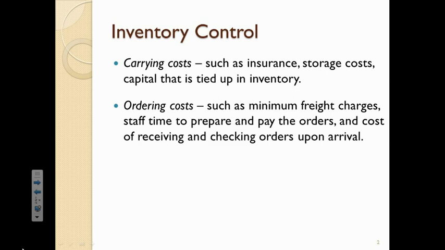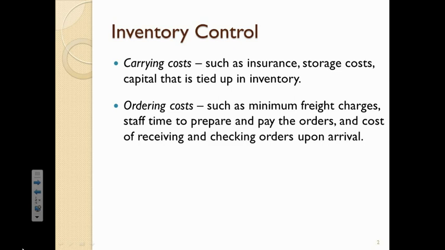There's staff time to prepare and pay for the orders. If you order something once a month versus once a year, it takes time for your staff to do 12 orders instead of just one, and that is a cost. Also, there's the cost of receiving and checking orders when things come, to make sure things aren't broken. If you have 12 orders per year, someone has to receive 12 orders and also check them, versus if you did it once, it would be more efficient.